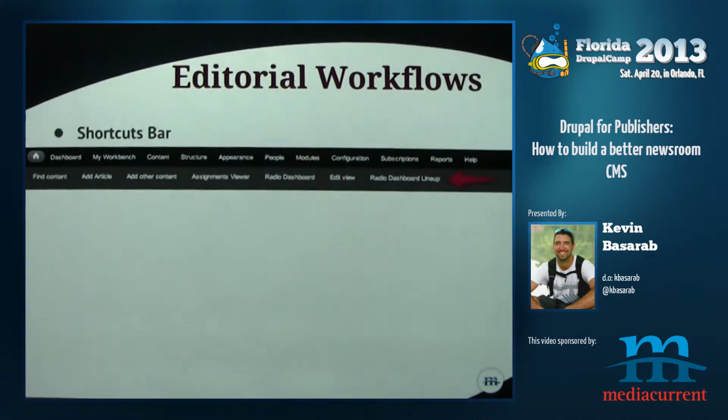Another option that will help everything out on your site and make your users more happy is using the shortcuts bar within Drupal. This is built in the core Drupal. It allows up to 7 shortcuts at the top of your admin menu on the site. Any quick links that a user might need should be put up there, such as add an article, any type of assignments viewers, different things you might have and need there.